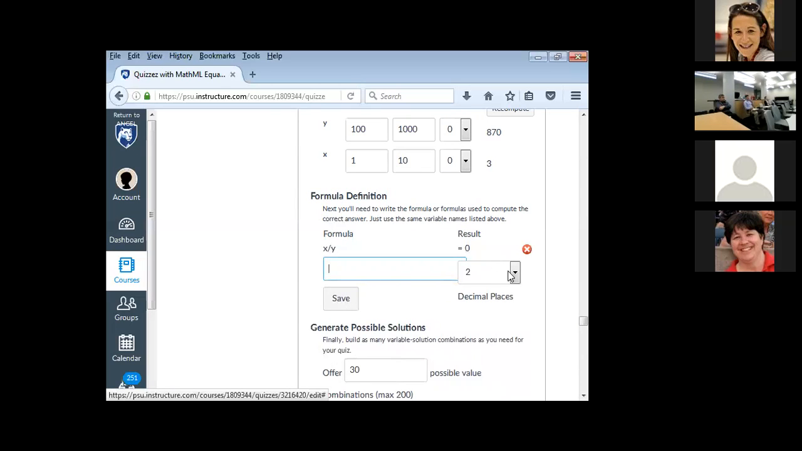So now it's asking me for how many decimal places do I want in my answer. Angel didn't have a limit, Canvas has a limit. I can only go 4 decimal places with my answers.